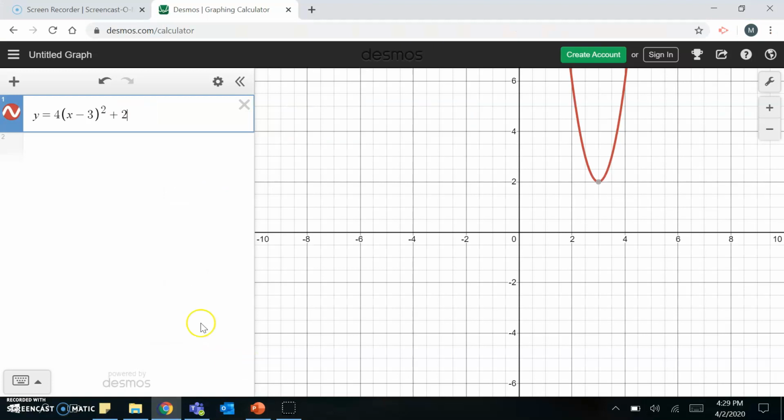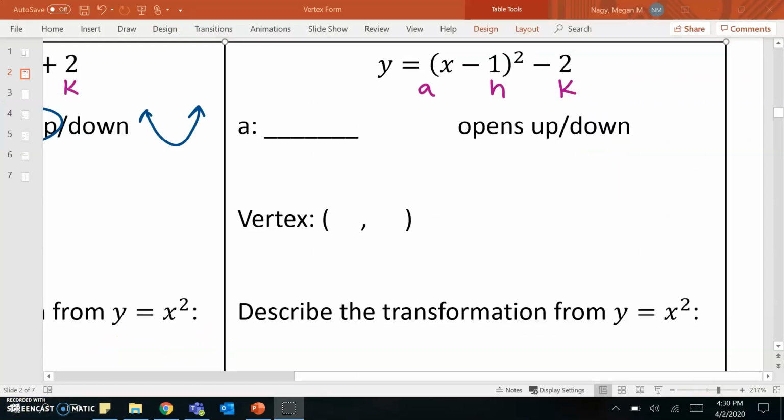If I look back at my graph here, that is correct. It started at 0, 0, it shifted to the right 3, and shifted up 2. Shift just means moves. So let's work through another example here.